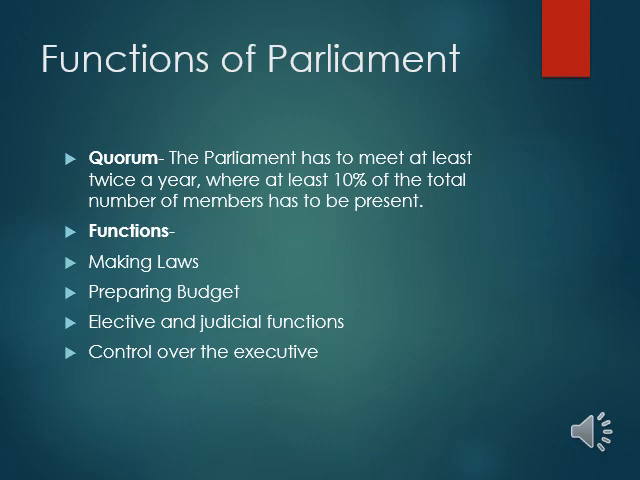Now students, we are going to discuss the functions of Parliament. Parliament means Lok Sabha and Rajya Sabha. Quorum. The Parliament has to meet at least twice a year, but in case of emergency, more sessions of Parliament can be conducted, where at least 10% of the total number of members has to be present. The important functions of Parliament are making laws and preparing the budget for the country, elective and judicial functions, and control over the executive. In detail, we are going to discuss in class.